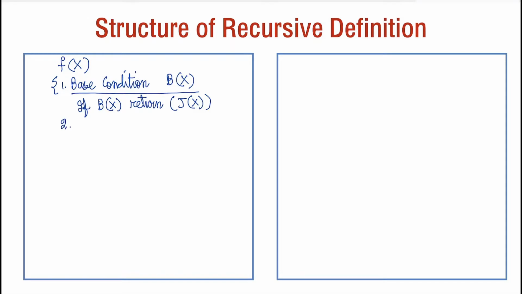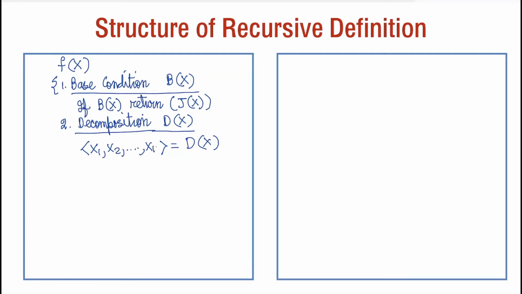Our second step in our recursive definition is called the decomposition phase. In this phase, we define a decomposition function d(x), which applies to x and returns x1, x2, up to xk. It decomposes x into k parts. Now, how it decomposes x into k parts varies from problem to problem. We have seen some special cases like the split case.